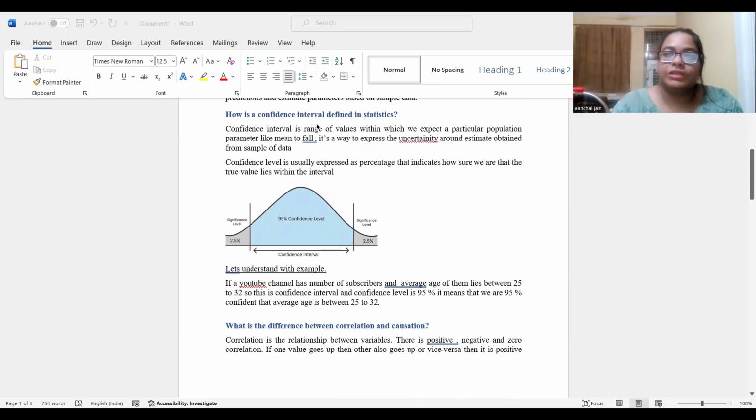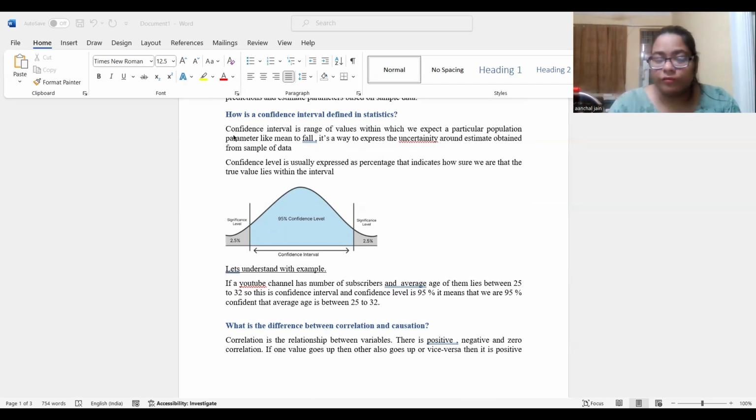How is confidence interval defined in statistics? So what is confidence interval here is, it is the range of the values within which we expect a particular population parameter like mean to fall. So it's a way to express the uncertainty around an estimate obtained from the sample of data.